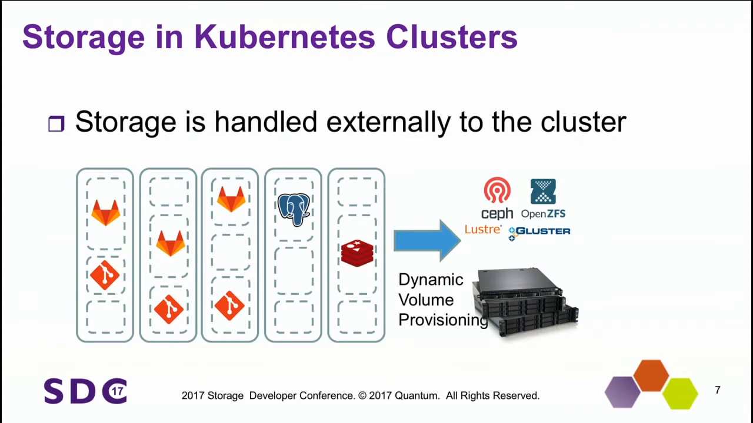So if each one of these vertical things is a node in Kubernetes, you may have some number of applications running on these nodes in whatever layout is necessary for that application. The way storage is handled in Kubernetes, or the normal way it's done in Kubernetes, is off cluster. This is through something called a persistent volume claim. And if you look at the Kubernetes documentation, you'll see it says it does storage orchestration.